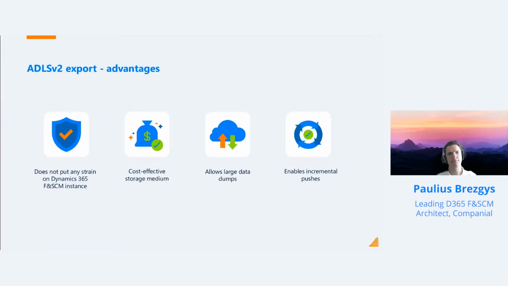So, advantages of the data lake. The biggest advantage is that it doesn't put any strain on your Dynamics 365 instance at all. It's running in the background somewhere in Azure. You don't really care, and it's not loading your batch service. It's also cost-effective storage. It's way cheaper storage-wise than having a SQL database. So the data lake storage is way cheaper, and usually that allows you to push more data than you have in BYOD and do nicer analytics.